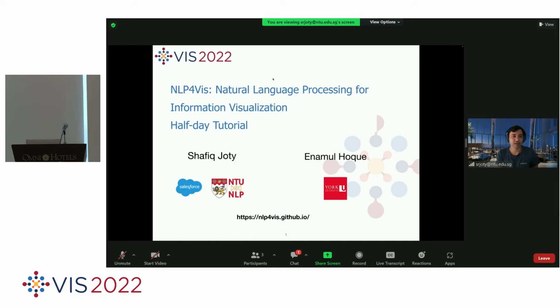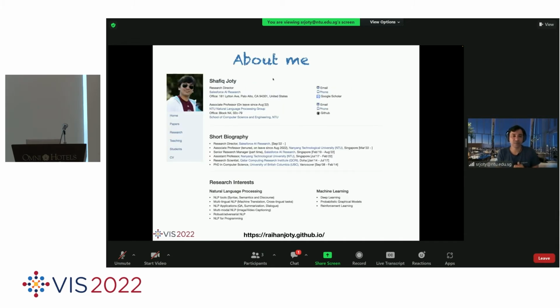So again, just to introduce myself very briefly, I'm currently a research director at Salesforce AI Research, and I'm mostly working on different NLP problems, and I'm also an associate professor at NTU Singapore, and I have been mostly working on deep learning and its applications to NLP problems.